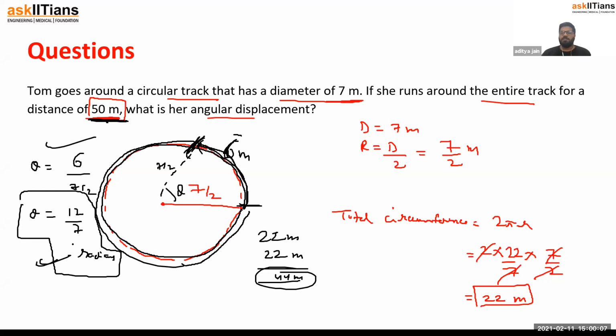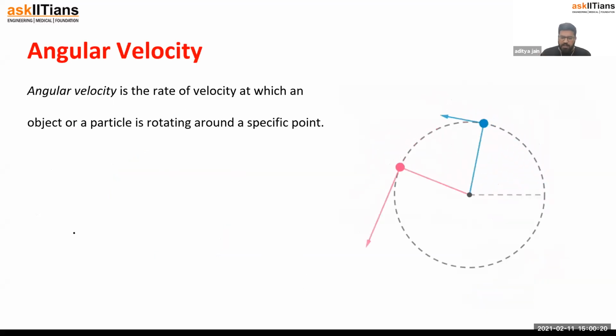So 12 by 7 radians is the angular displacement of that tom. So I hope this is clear how to calculate angular displacement. Basically, it is angle only, which is calculated in radians. Done. Now the third concept is angular velocity.